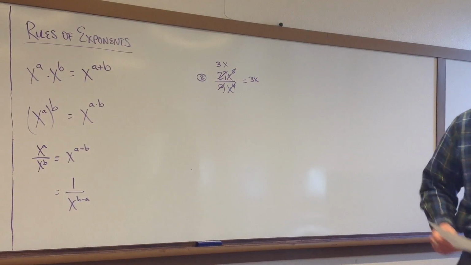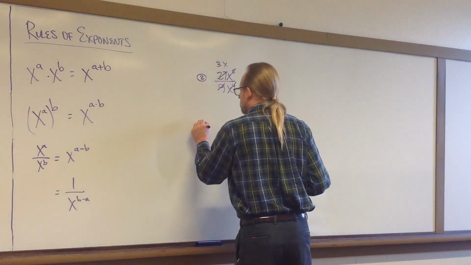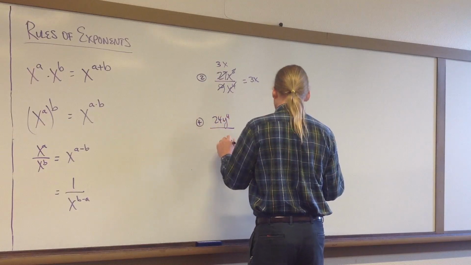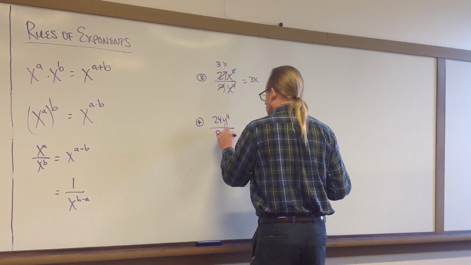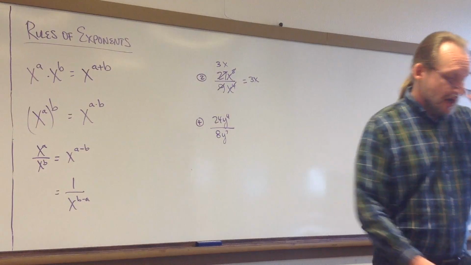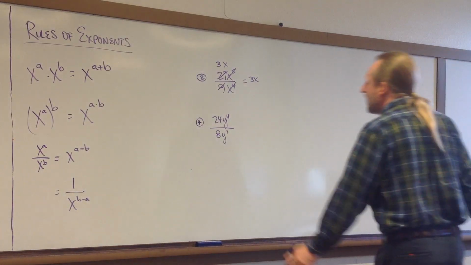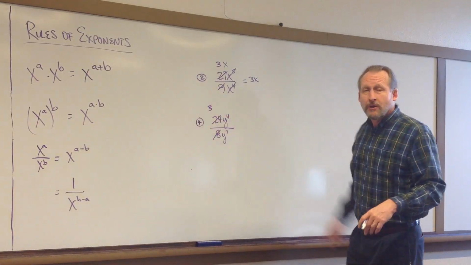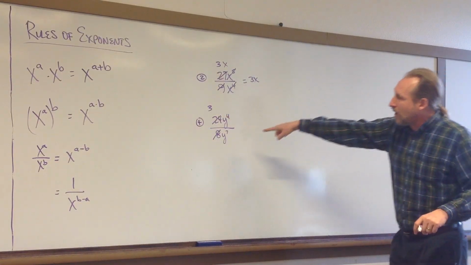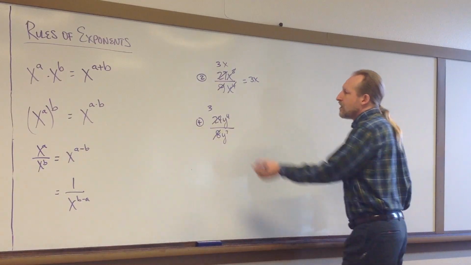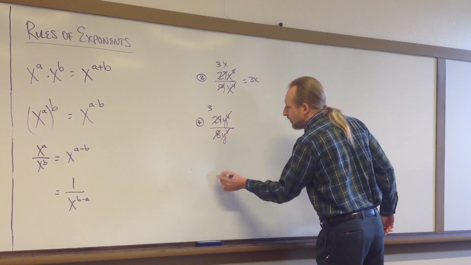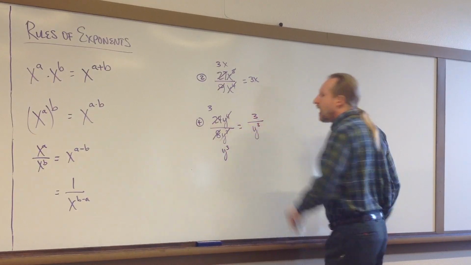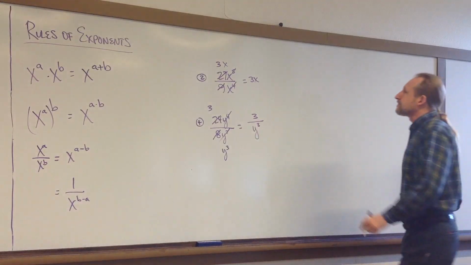Okay. Problem 4 is very similar. We've got 24y to the fourth over 8y to the seventh. Now, the coefficients are similar because 8 goes into 24 3 times. This scenario, though, is different. Okay, you've got more y's on the bottom than you do on the top. So y to the fourth will cancel out 4 of these and leave you with y to the third on the bottom. Okay.